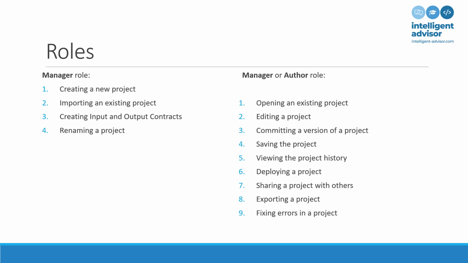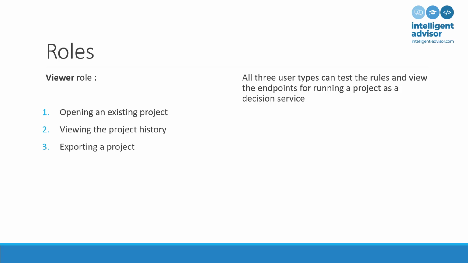Manager or author can open an existing project, edit it, commit it, save it, view it, deploy it, share a project with others, export a project, and basically debug. The new role type of viewer, which was introduced in release 22A, is allowed to open an existing project, view the history, look at old stuff, but cannot make any changes, can, however, export a project, perhaps to import it into another hub.